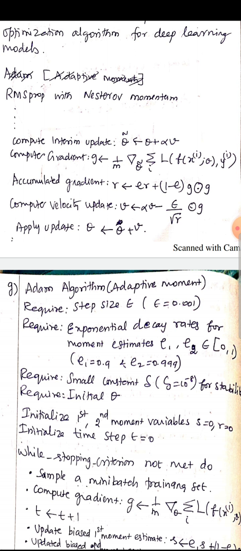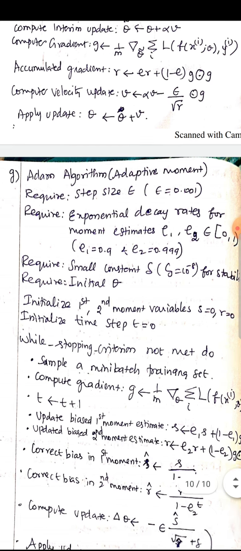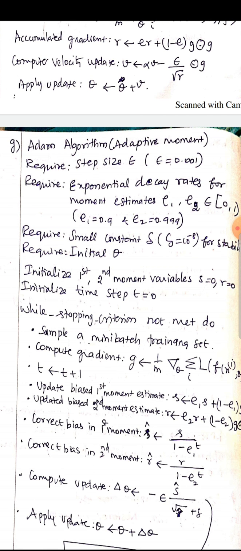It has the inherent qualities of both optimization algorithms together, hence the name RMS prop with Nesterov momentum. And the last algorithm we are going to discuss is the Adam algorithm, which is otherwise known as adaptive moment. AdaGrad is adaptive gradient, Adam is adaptive moment.